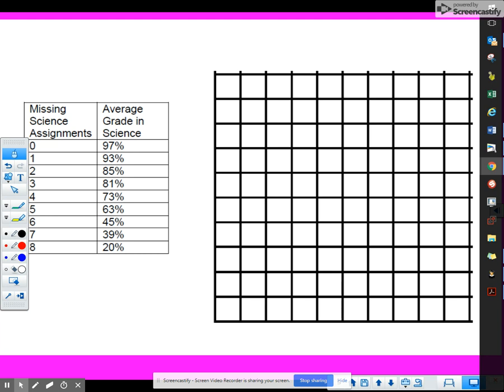All right, I'm going to show you guys how to make a basic scatter plot graph, which I often just call a line graph, probably incorrectly. So you always start, this would be your independent variable, and this is your dependent variable. And you'll remember your independent variable always goes on the x-axis. So we'll say missing science assignments down here.